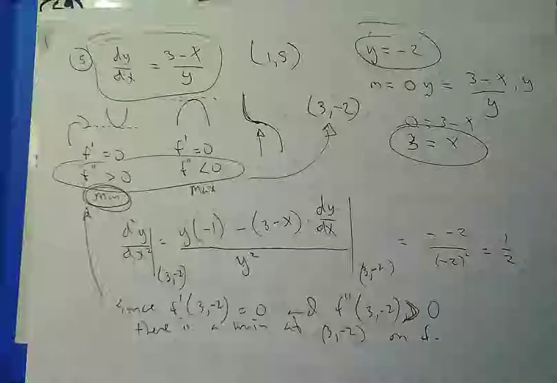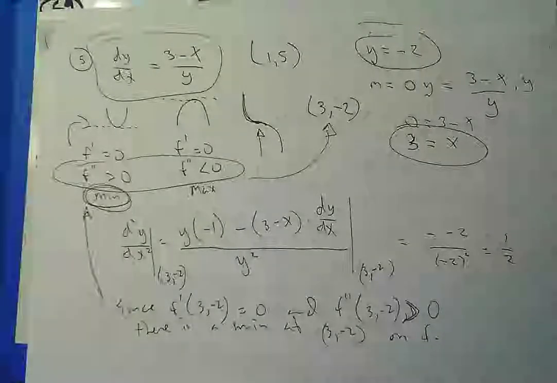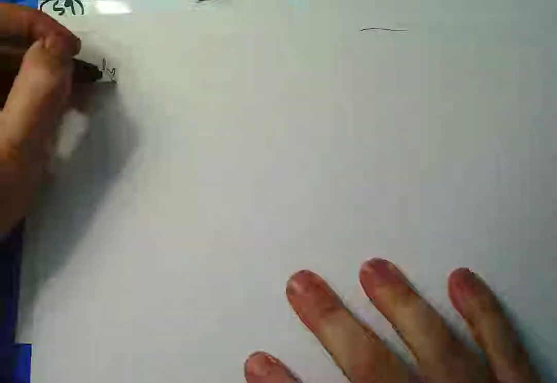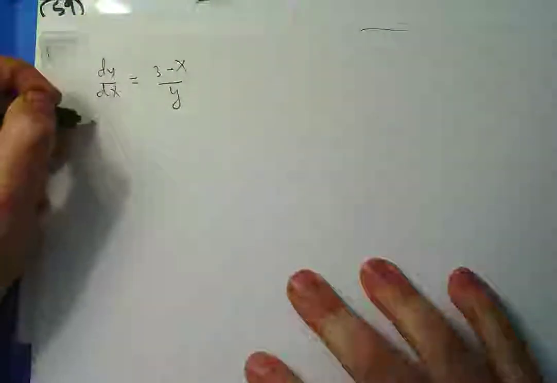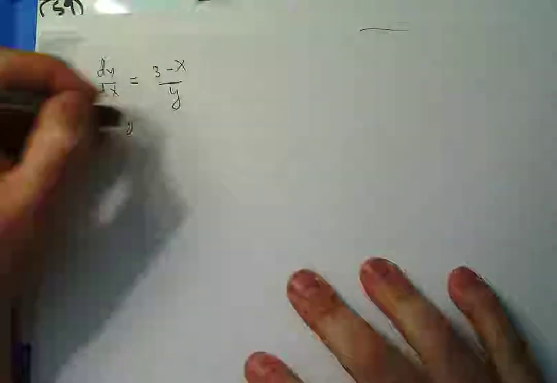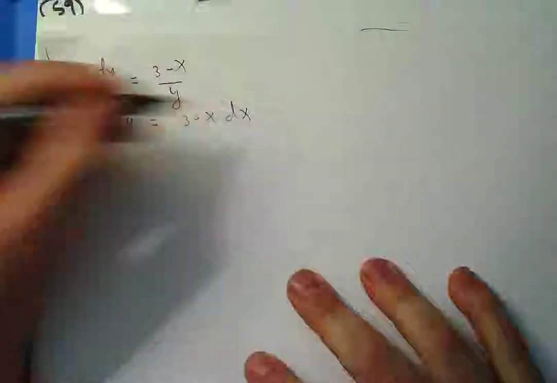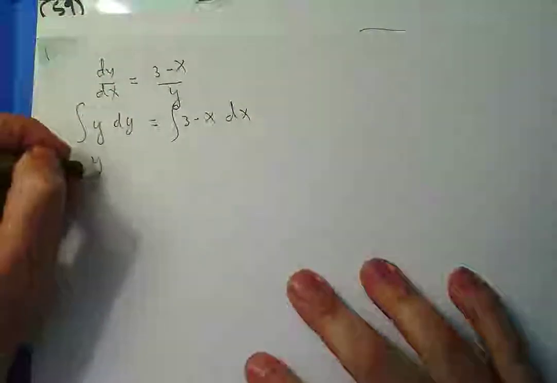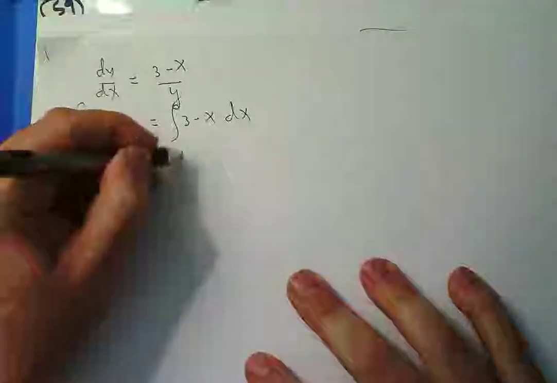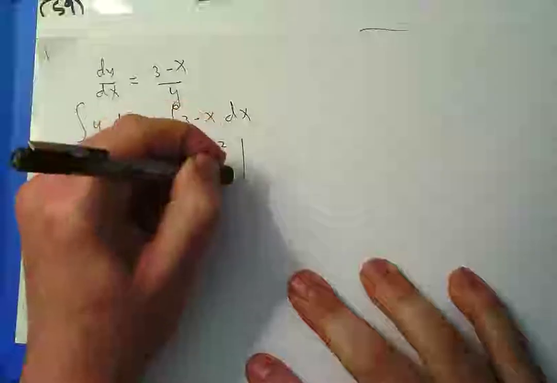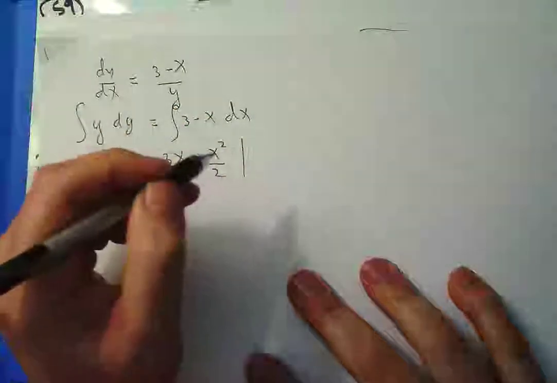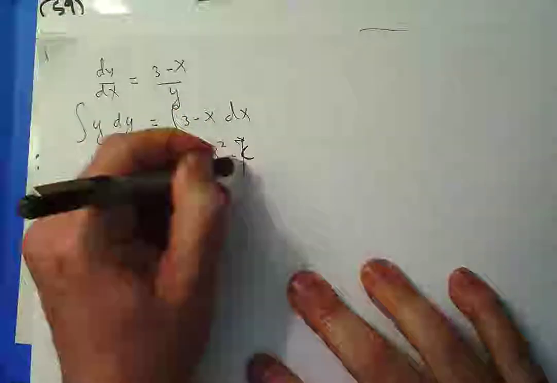Okay, part B. Y equals g of x now is a particular solution to this differential equation, with an initial condition. Okay, so now they want me to solve the initial condition problem. Dy dx equals 3 minus x over y. I'll do the separation of variables thing. Y dy equals 3 minus x dx. I'll integrate. I'll get y squared over 2 equals 3x minus x squared over 2 plus c. Let's do it that way.